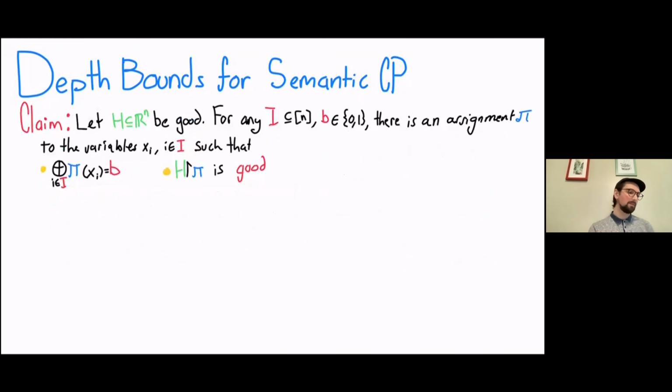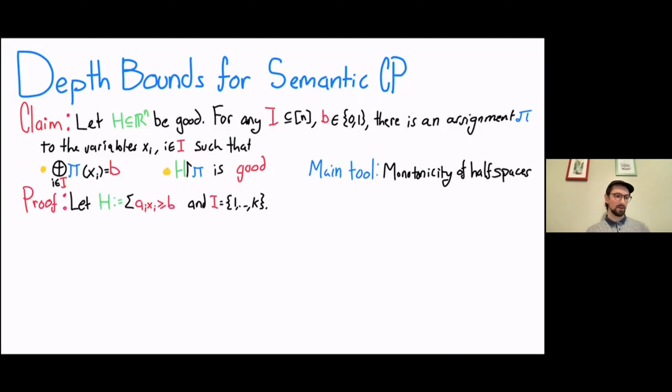So the claim here was that for any half space and any subset of the coordinates and any bit b, we can find an assignment to the variables in this subset I such that the parity of the variables is B, and the half space remains good under this assignment. And this proof's pretty simple. The main tool here is monotonicity of half spaces and the fact that H is falsified by the all a half point.